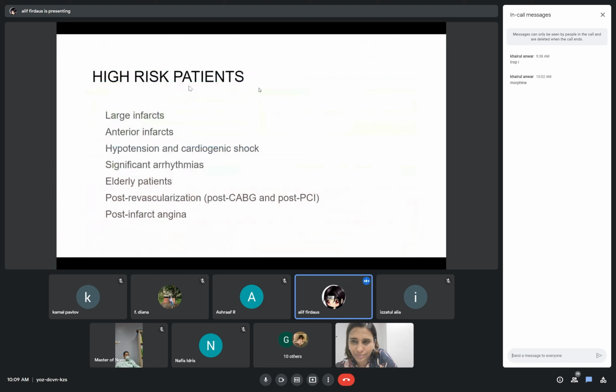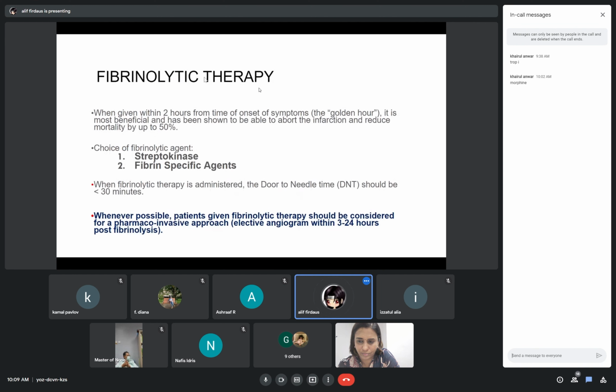Next. So what are considered as high risk patient? The patient that's having large infarcts, anterior infarcts, the patient currently having hypotension and in shock, significant arrhythmias, or the patient very old, post-revascularized patient and post-infarct angina.